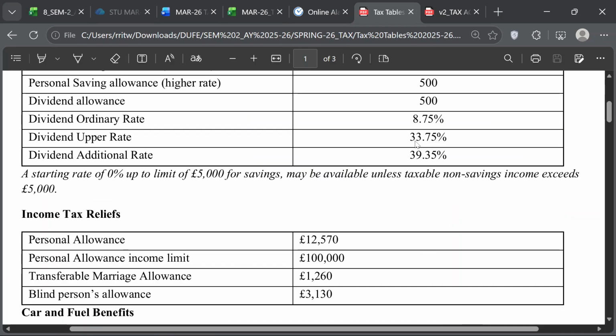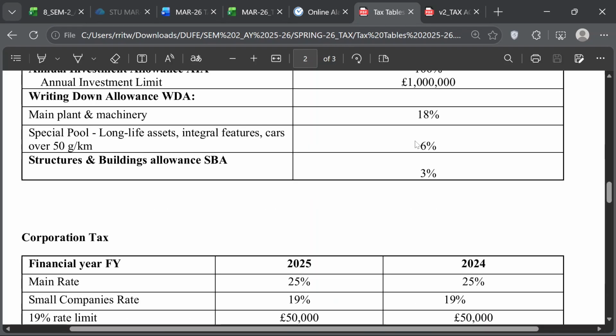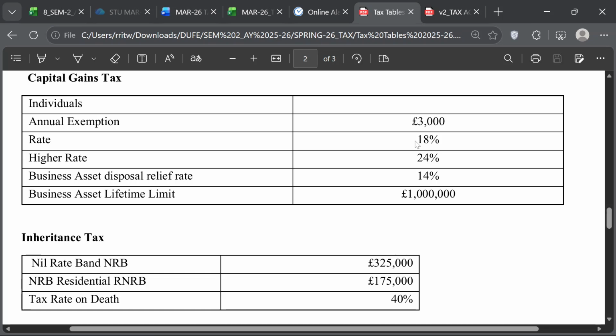So if you see here, in the information in the tax table, always make sure you are familiar with that. We have simplified the system. Last year it was a little more complicated. There is something called BADR, Business Asset Disposal Relief. Here you get a 14% tax rate, and it doesn't matter where you are in terms of tax bracket, you still get a 14% tax rate.